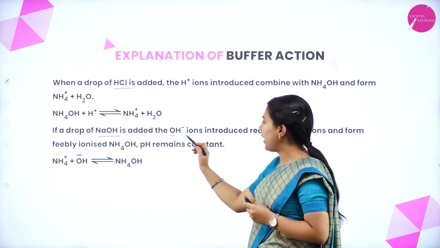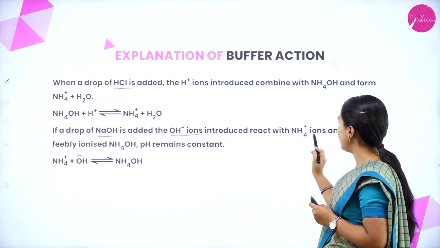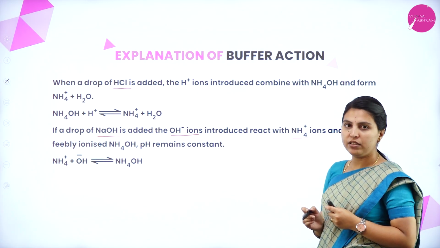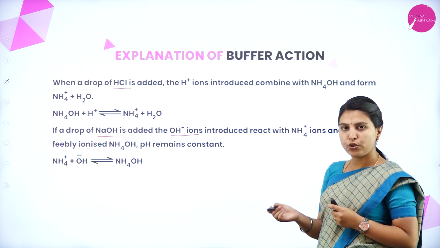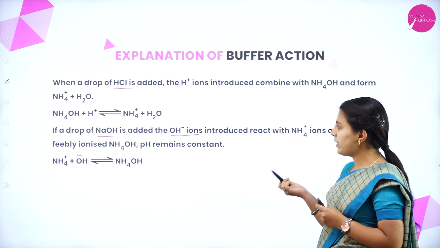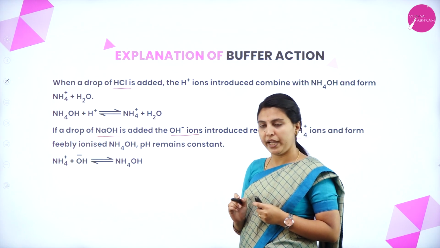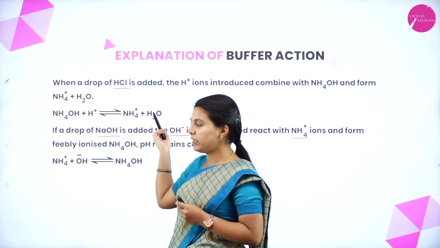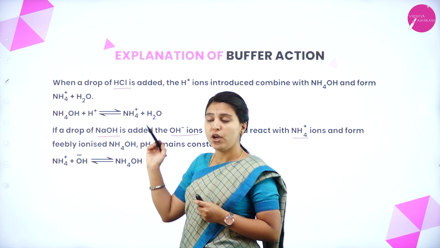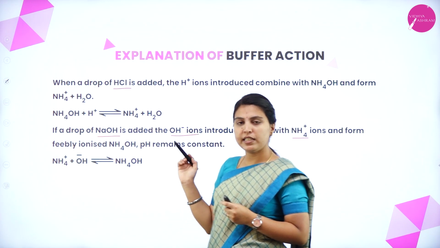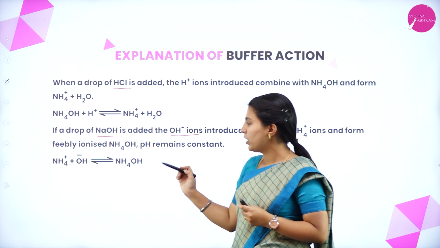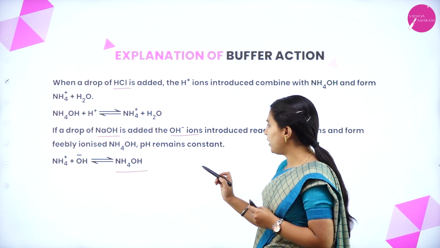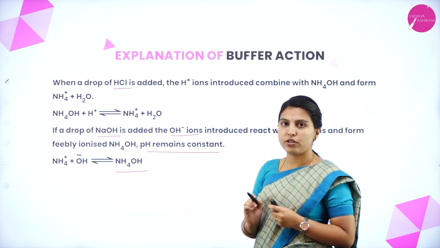When NaOH is added, the OH minus ions introduced react with ammonium ions and form feebly ionized NH4OH. pH remains constant. First we will add acid to liberate H plus ions. Next they will add a drop of NaOH, which is a base. That time, whatever ionization takes place in the above reaction, that is NH4 plus, will react with the OH minus which is liberated from the base. So what will happen? NH4OH will be formed. But here what you have to observe is that pH remains constant.